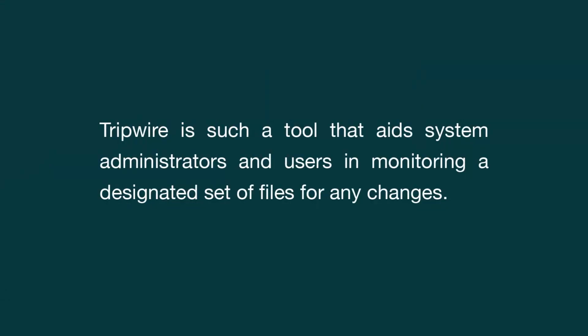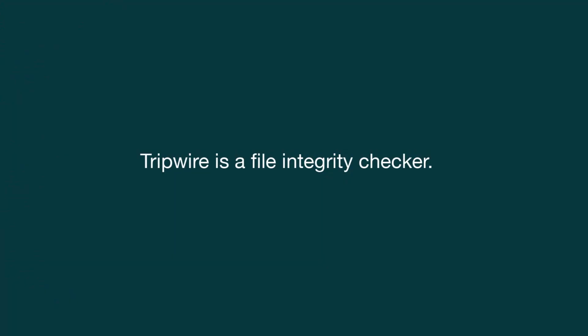Tripwire is such a tool that aids system administrators and users in monitoring a designated set of files for any changes. Used with system files on a regular, for example daily, basis, Tripwire can notify system administrators of corrupted or tampered files, so damage control measures can be taken in a timely manner. Traditionally an open source tool, Tripwire Corp is now focused on their commercial enterprise configuration control offerings. Tripwire is a file integrity checker.